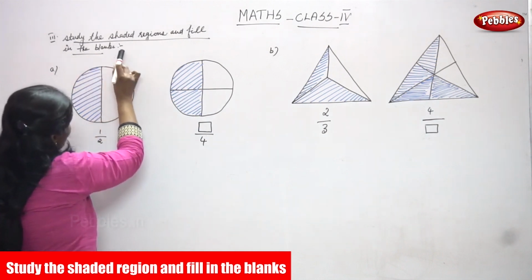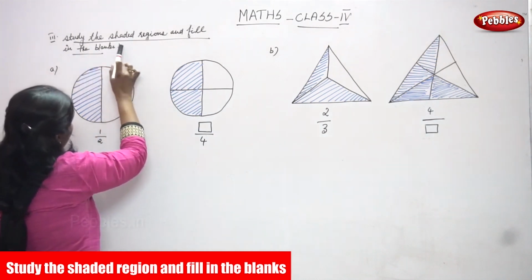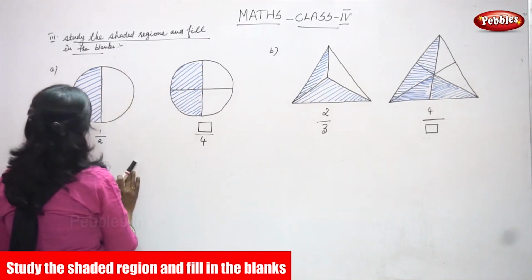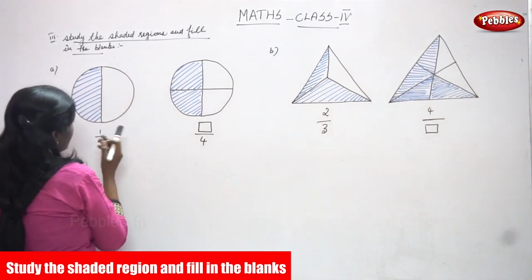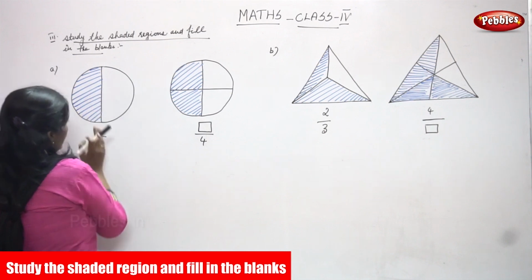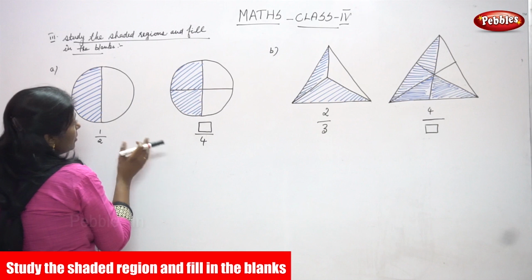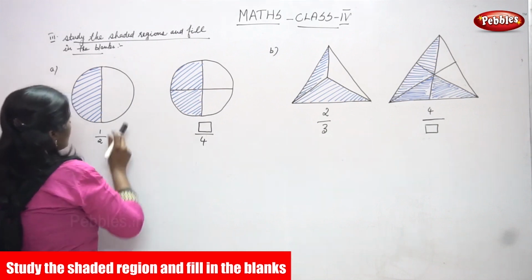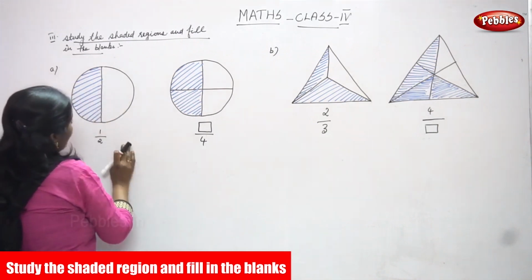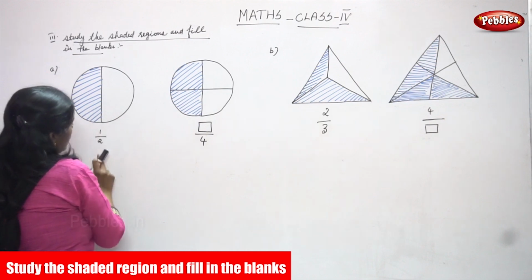Study the shaded regions and fill in the blanks. You must read, learn, or study the shaded portion, then find out the answers to fill in the blanks. So this is a circle. I cut it into equal halves. I shaded only one portion, that is called 1 by 2.